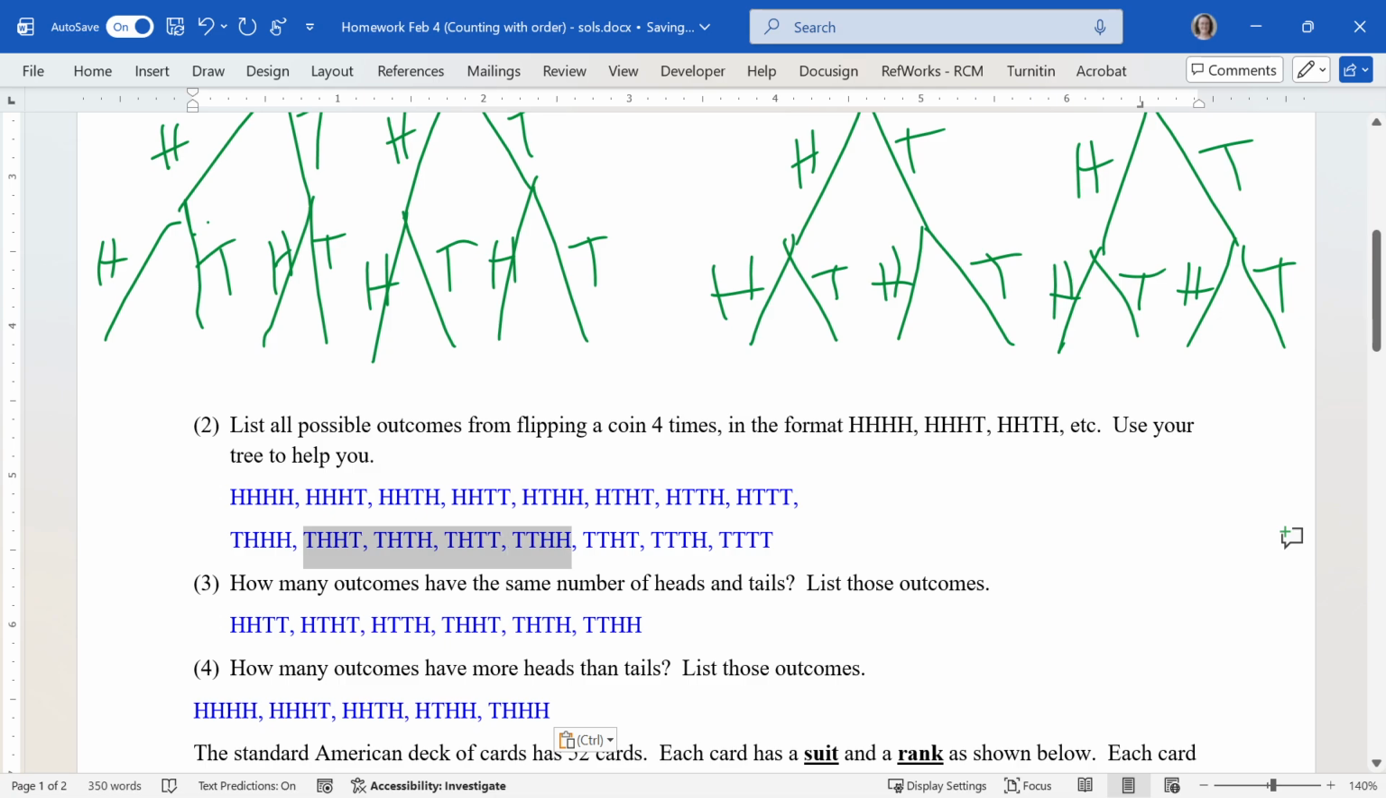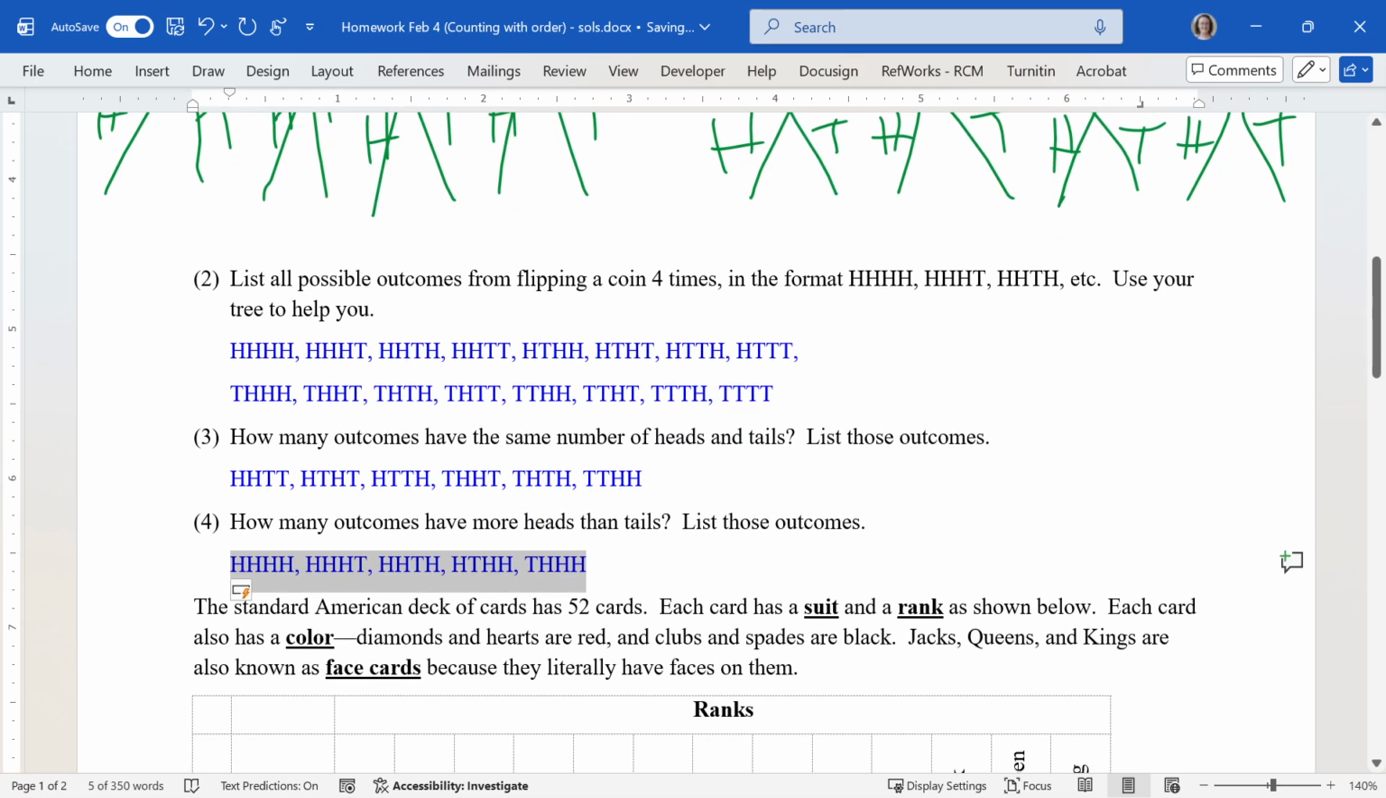It gets more T heavy as we get towards the end because they're in alphabetical order. Yeah, so I think it's just the one that's all heads, and then there's these 4 that have 3 heads. So for 3 heads, there's 4 places where you could put the T. You could put it last, second to last, second place, or in first place. Okay, so that was that.